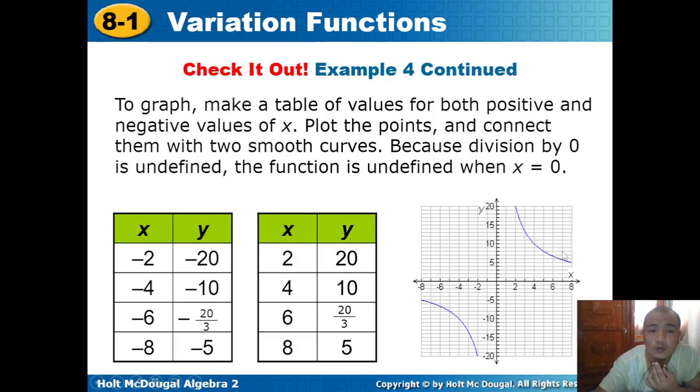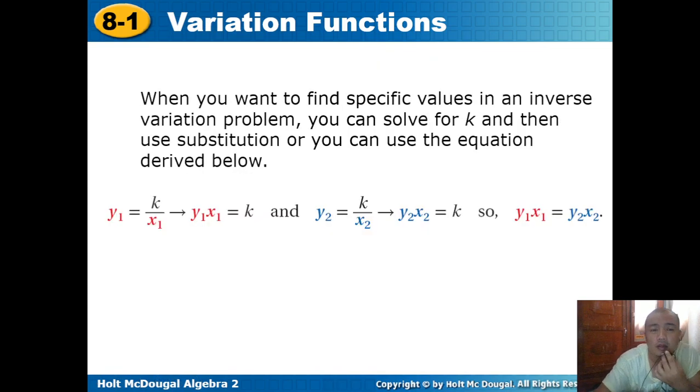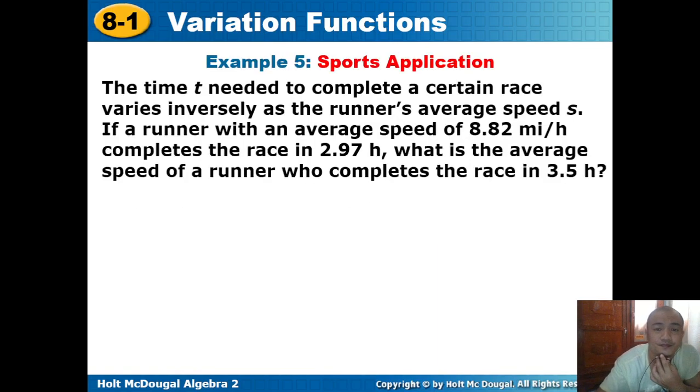We will form two smooth curves. Now when you want to find specific values in an inverse variation problem, you can solve for k and then use the substitution. You can use the equation that I show below here. Para sa inverse variation naman, y sub 1 x sub 1 equals y sub 2 x sub 2. Sa direct variation, yung shortcut is y sub 1 over x sub 1 equals y sub 2 over x sub 2. Pero sa inverse, just multiply y sub 1 and x sub 1 equals y sub 2 and x sub 2.